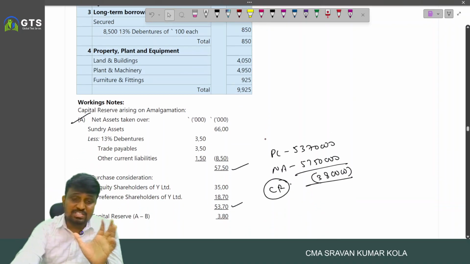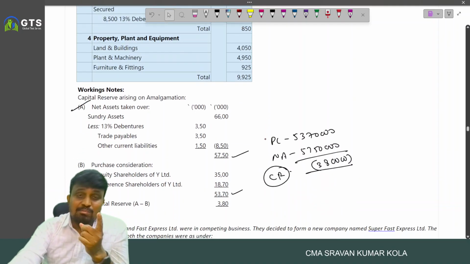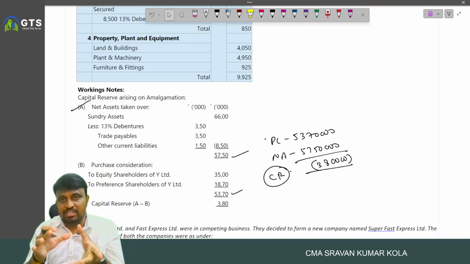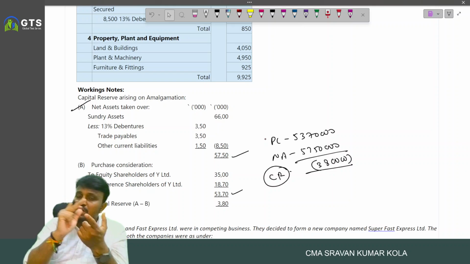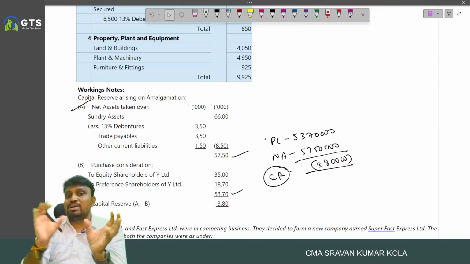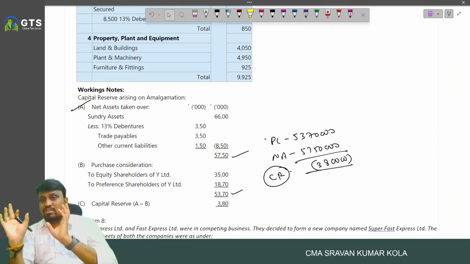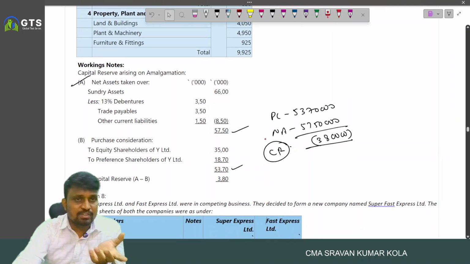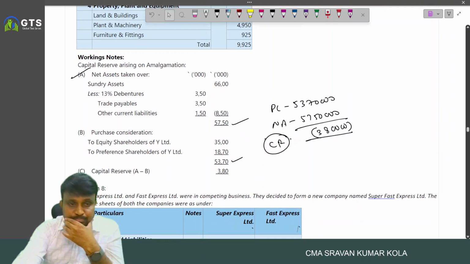Okay, and the first important core part is PC. In amalgamation in the nature of merger, compare PC with share capital of transferor company. But in case of purchase, PC is compared with net assets of transferor company. And the difference we have to adjust as per pooling of interest method, or as per purchase method.